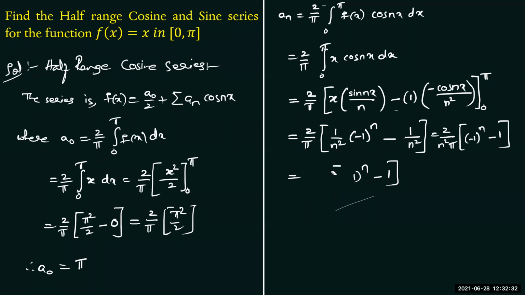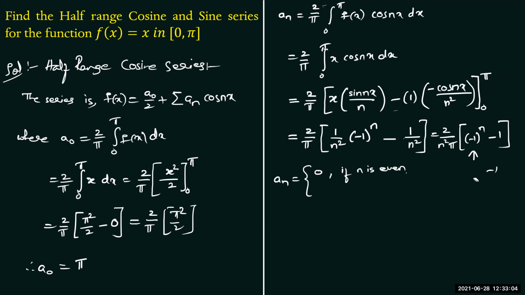Okay, now see, let us take two cases here. What happens to this when n is even, and what happens to that when n is odd? So an becomes, you see, when n is even, this minus 1 to the power of n becomes plus 1. So here it is plus 1 and then minus 1, cancel, and the value of an will be 0. So you can understand an is equals to 0 if n is even.